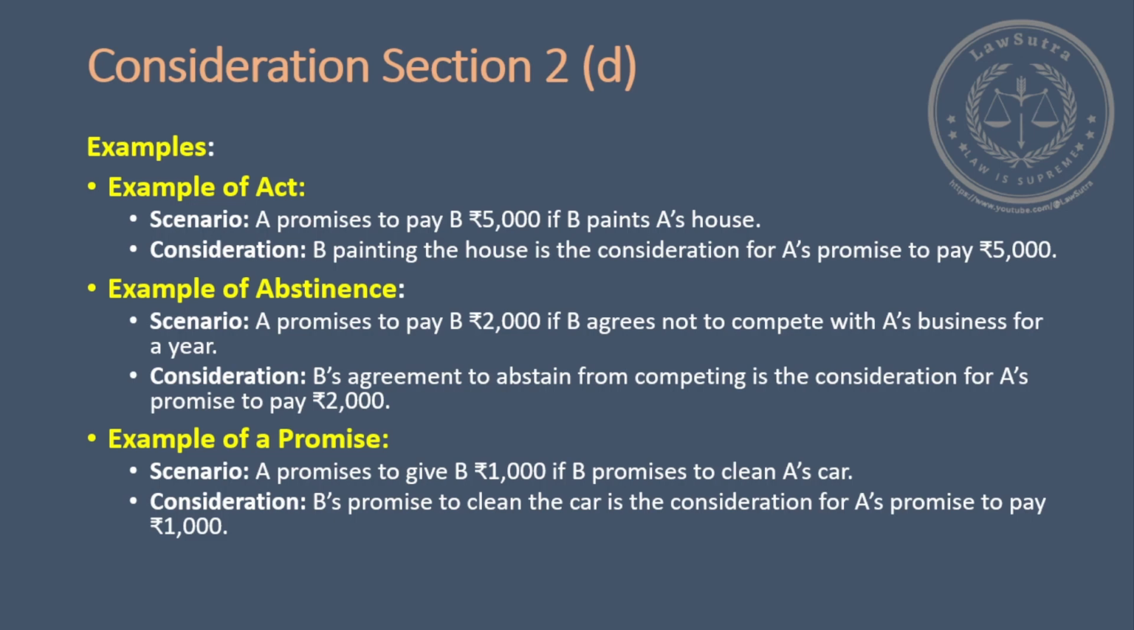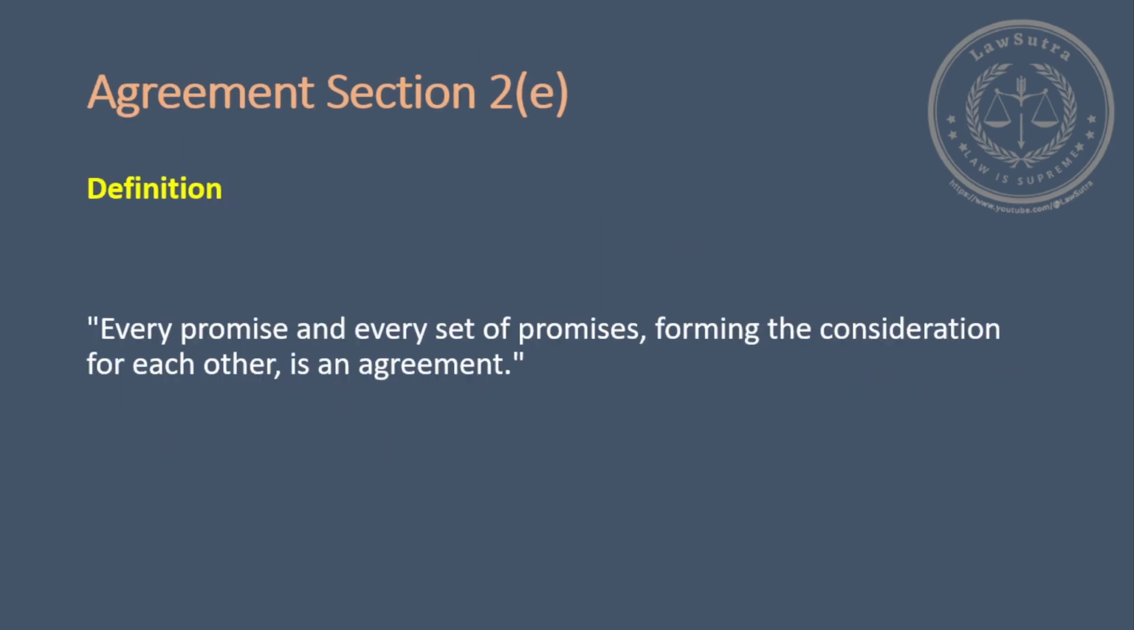Example of a promise: A promises to give B 1,000 rupees if B promises to clean A's car. Consideration: B's promise to clean the car is the consideration for A's promise to pay 1,000 rupees.